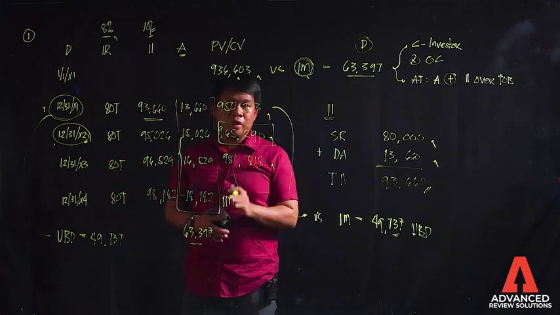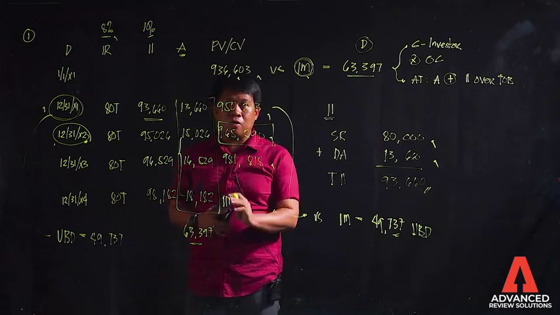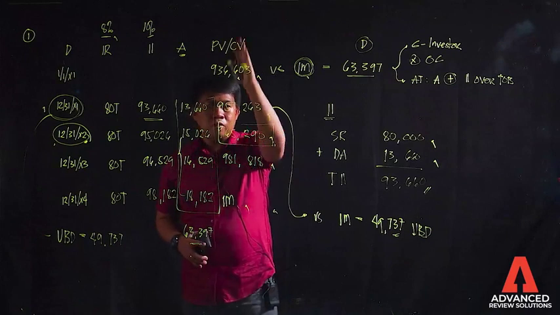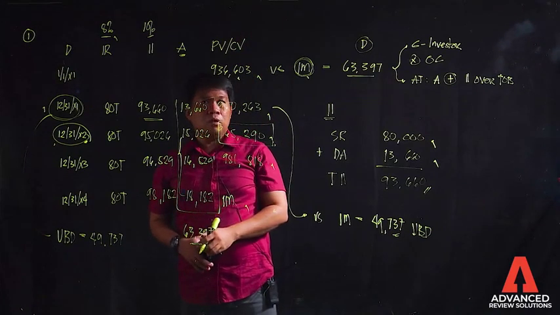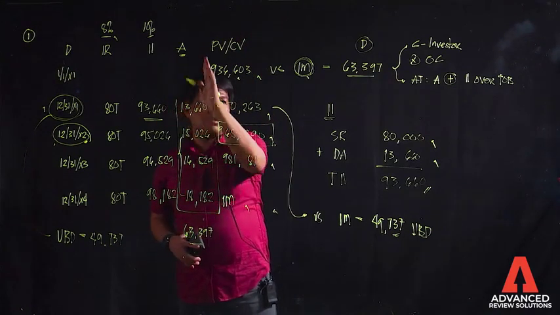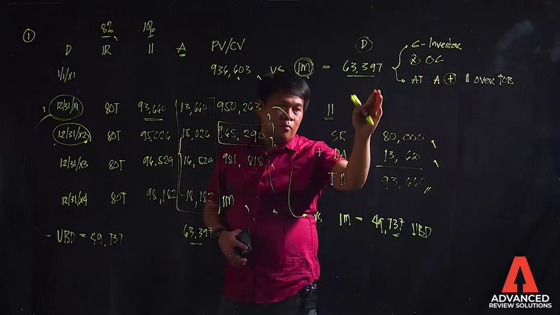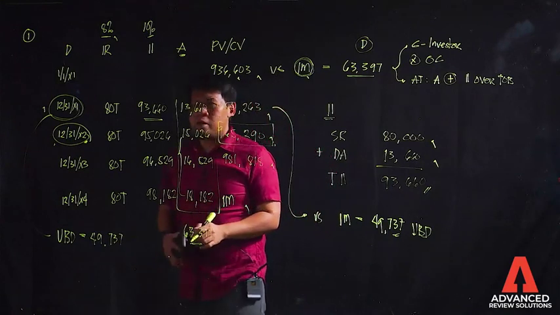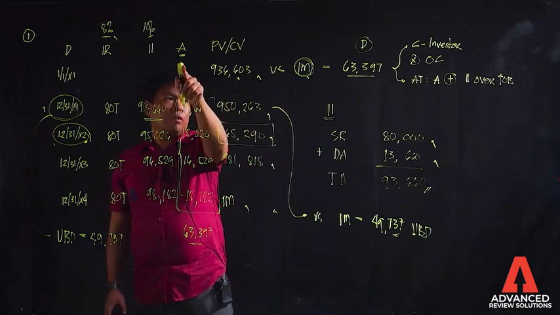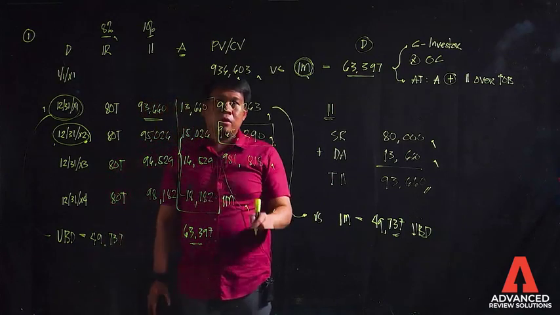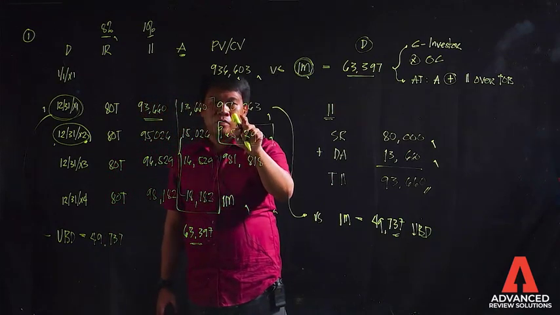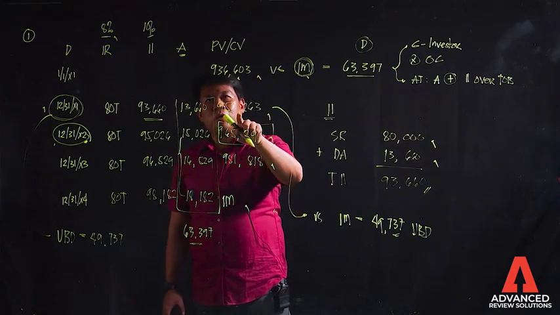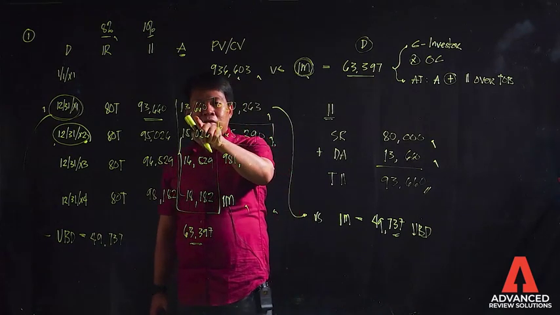Yun, class, ang pwedeng ibato sa'yo sa investment in bonds. Ulitin ko, these are the common questions. One, present value and carrying values. Next, interest income. Next, the unamortized bond discount. Yan po yung mga pwedeng itanong sa'yo. Pwede rin itanong sa'yo, class, yung amortization. What is the discount amortization? The difference between the carrying values are the discount amortization. 950 minus 936, that is 13,660.